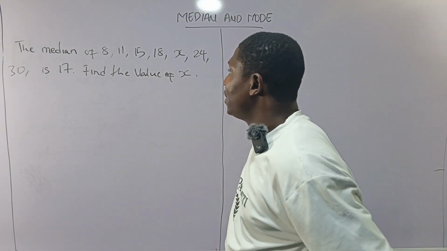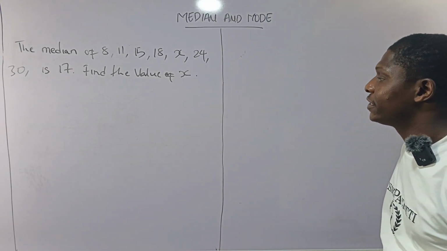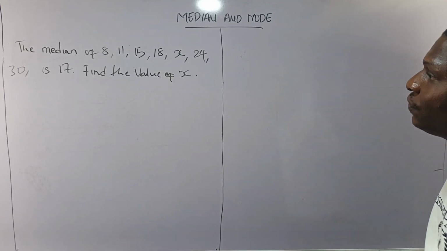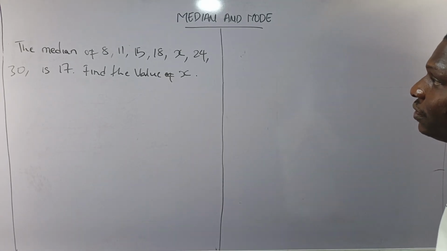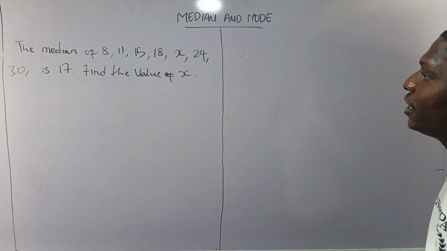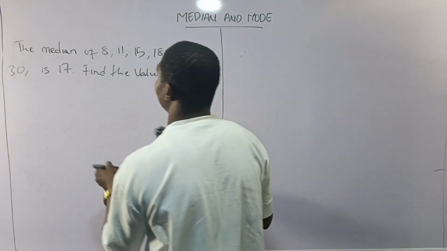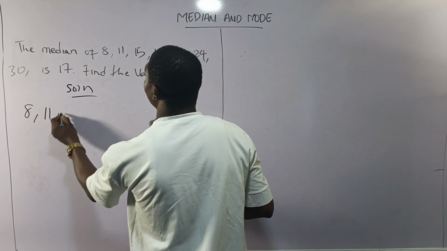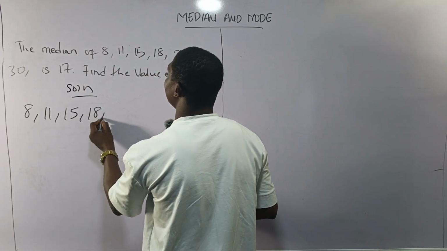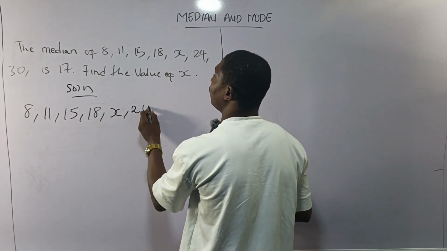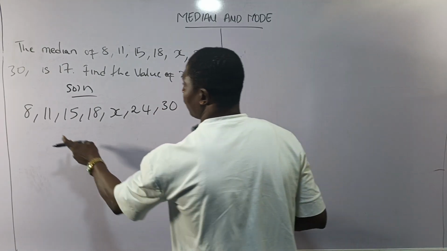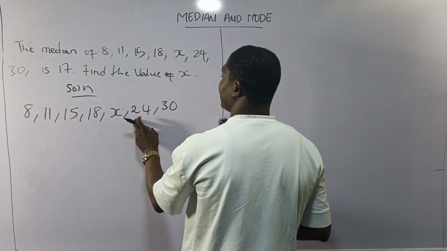The question on the board says the median of 8, 11, 15, 18, x, 24 and 30 is 17. Find the value of x. So let's see. Solution. We have 8, 11, 15, 18, x, 24 and 30. Now how many values do we have? 1, 2, 3, 4, 5, 6, 7.